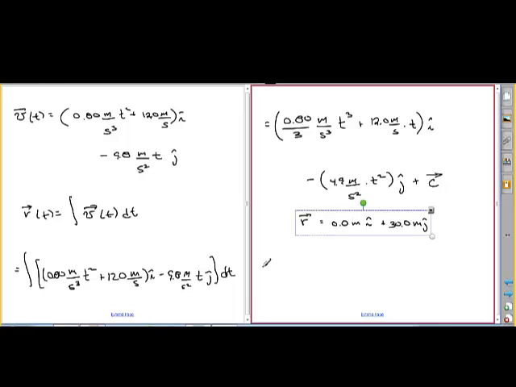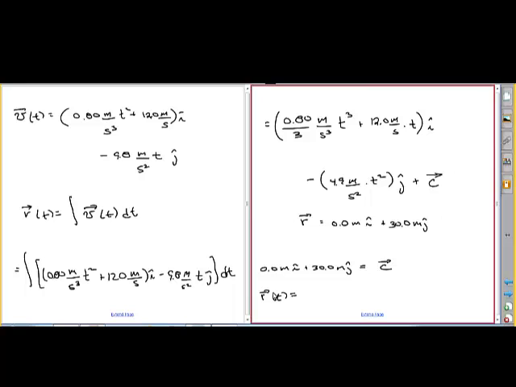So that's my initial displacement vector. So that's the displacement vector at t equals 0. And if I plug t equals 0 in here, you can see everything goes to 0. So that's going to be my arbitrary constant vector, since you get 0 here, 0 there, 0 there.